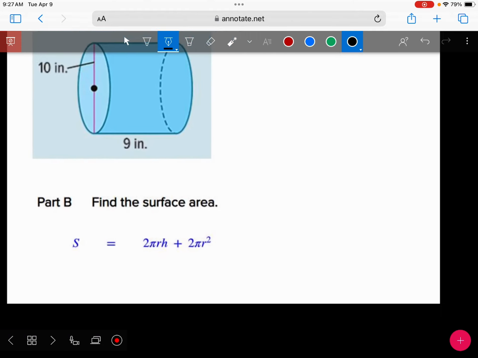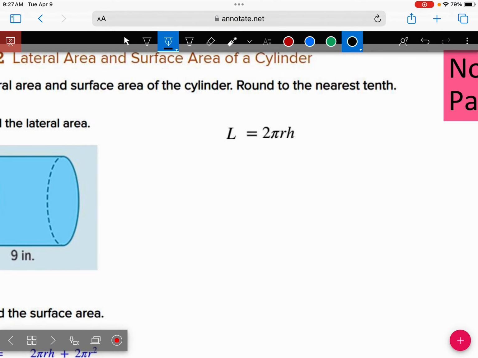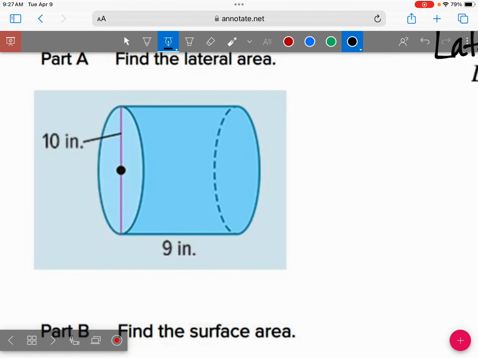Okay, so again, if I'm trying to find surface area, first we're just plugging it in. So it'll be 2 times pi times, oh, sorry, let me do lateral area first. This is lateral area. So let's do that one first. That means everything except top and bottom. So it would just be L equals 2 pi, and then what's the radius? So this is tricky. Does everyone see this red line that they gave us? Is that the radius or is that the diameter? That's the diameter. Does everyone see how it goes from edge to edge?